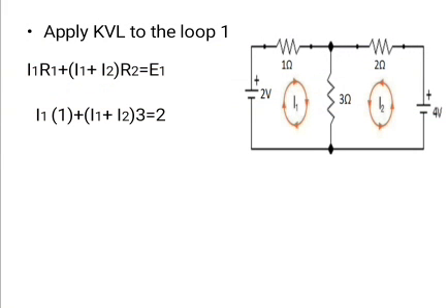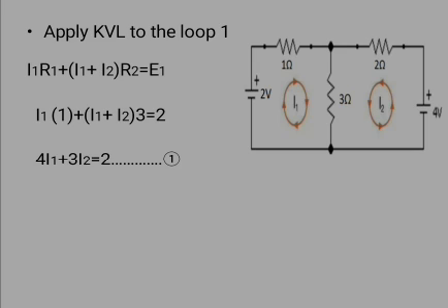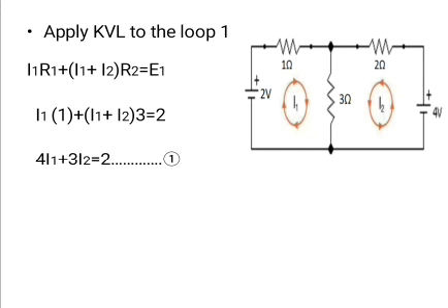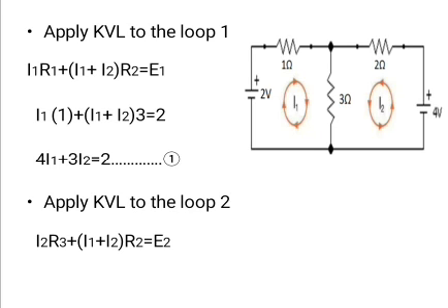Next, I1 into 1, R1 equals 1 ohm, (I1 plus I2), R2 equals 3 ohm, equals E1. The source E1 equals 2 volts. So 4I1 plus 3I2 equals 2. Say this equation 1. Apply KVL to loop 2. I2 into R3 plus (I1 plus I2) into R2 equals E2.